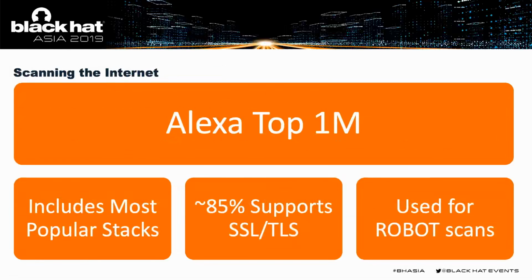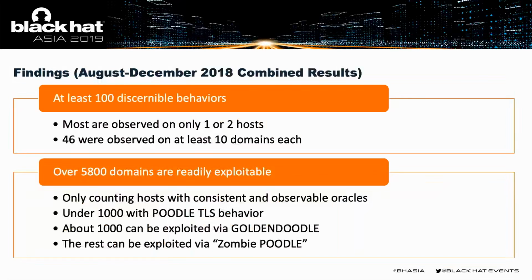So I turned my scanner on to the Alexa Top 1 Million, and I did this because most of the popular stacks that exist on the internet are going to be found within the Alexa Top list. At this point, like 85% of the hosts actually do have HTTPS running. And as luck would have it, I had previous data sets from doing research into the Bleichenbacher oracles last year on ROBOT research. So I was able to correlate a lot of this data and get a sense for what vendors might be out there.